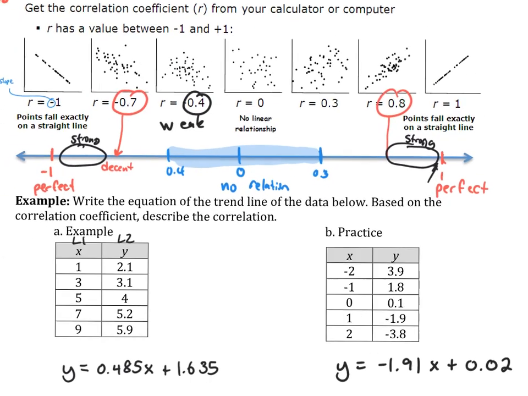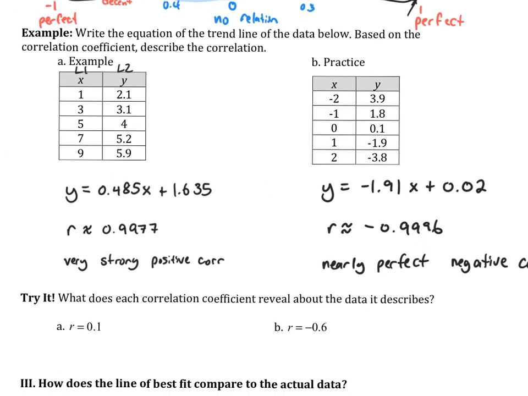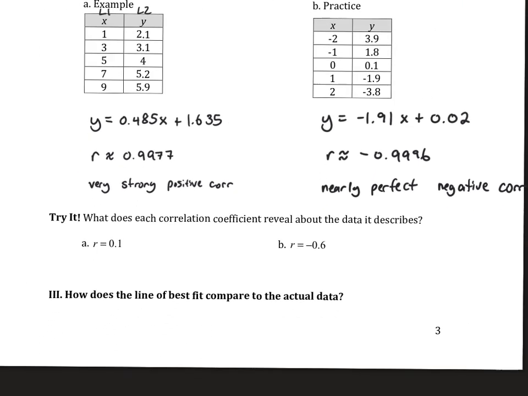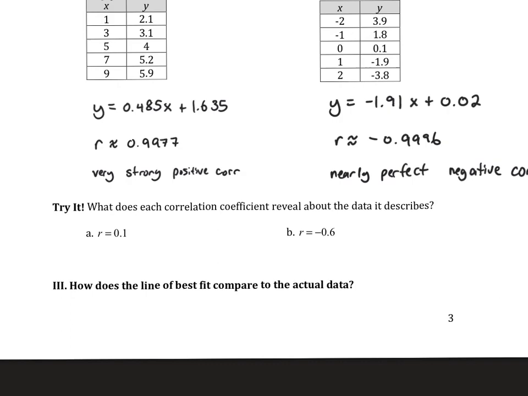All right, so now let's check your results here. After we enter into L1, L2, and then do stat calc, we end up getting this equation. My R value shows a very strong positive correlation. Do the same thing over here, L1, L2, stat calc, lin reg, and we get this. Notice we have a negative correlation here. That doesn't mean bad. Notice that the absolute value here is nearly perfect. So you could say super strong or very strong. Very similar interpretation.